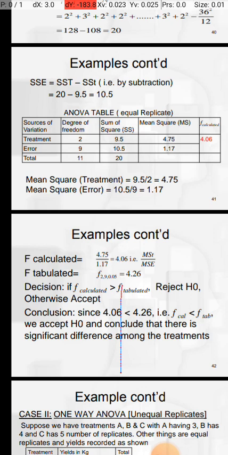Okay, let me look at the statement here. I'm still on page 42. It says since 4.06 less than 4.26, so that is F calculated less than F tabulated, we accept H naught and conclude that there is significant difference among them. So I hope you are following. So you accept it, that means there is significant difference among them. So that's what that one is implying. So I hope you take note of that.